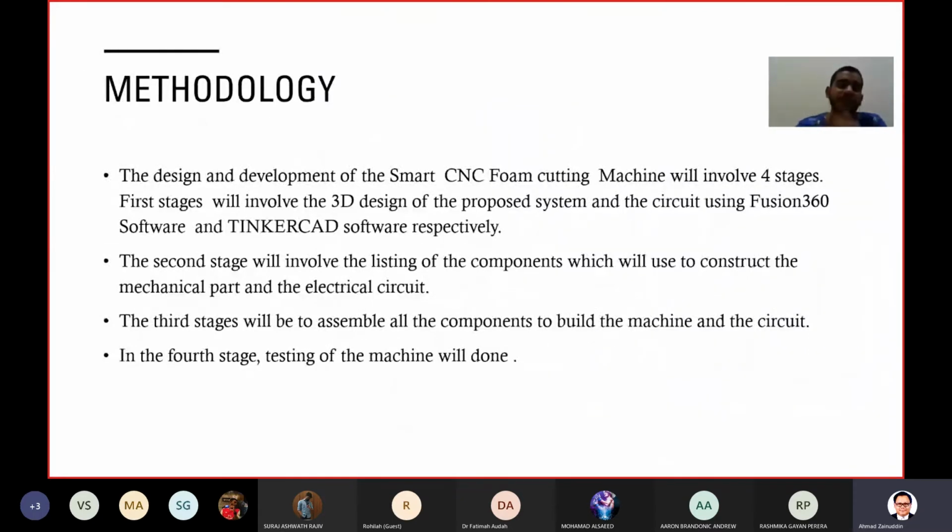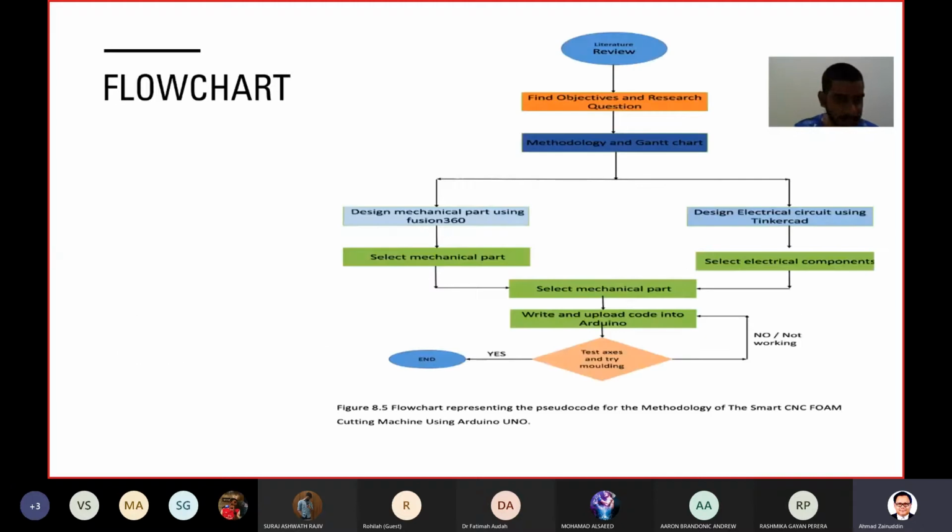Talking about the methodology, the design and development of a smart CNC cutting machine will involve 4 stages. The first stage will be to design the models, the mechanical components, and the electrical circuit using Fusion 360 and Tinkercad respectively. The second stage will be to list the components which we will use to construct the mechanical part and the electrical circuit. The third stage will be to assemble all the components and build the machine and also the circuit. And the fourth stage will be to test the machine, try some cutting and try the shaping.